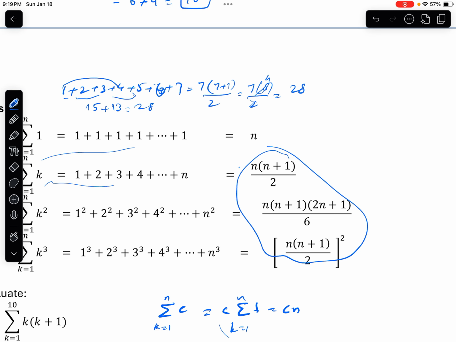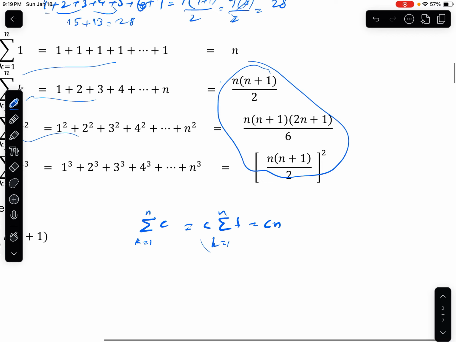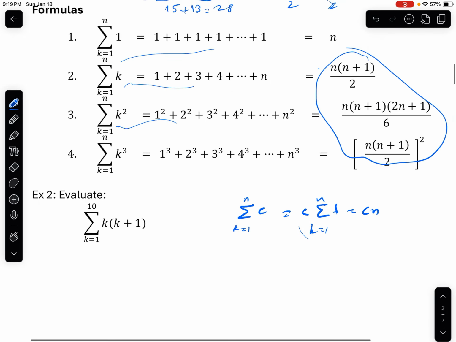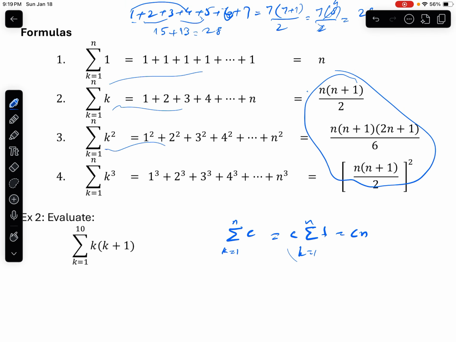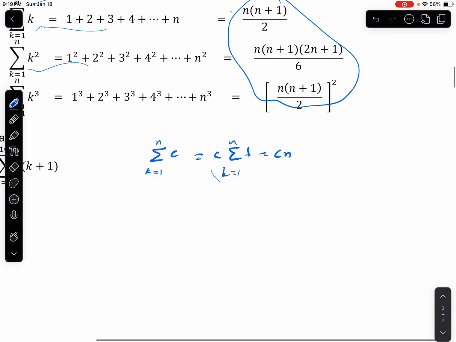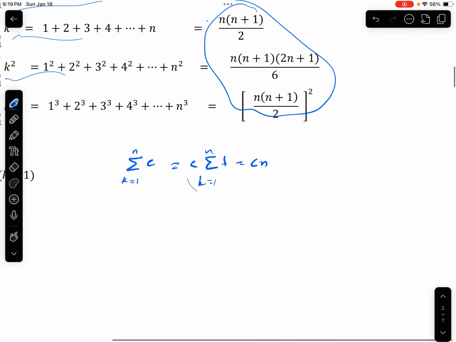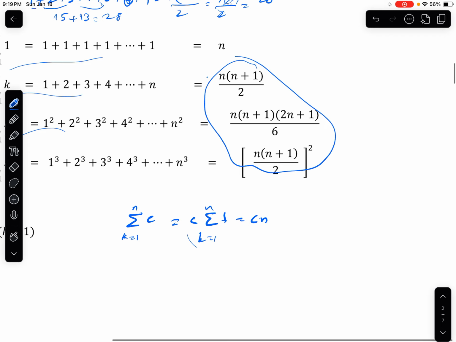Okay, so now the last one is the summation of k cubed. This is not the last one overall, it's the last one for us to see. Of course people have tried finding the summation of k to the 4, k to the 5 and so on, and the formulas could be bigger and uglier, so we just stick with these three or four nice formulas.